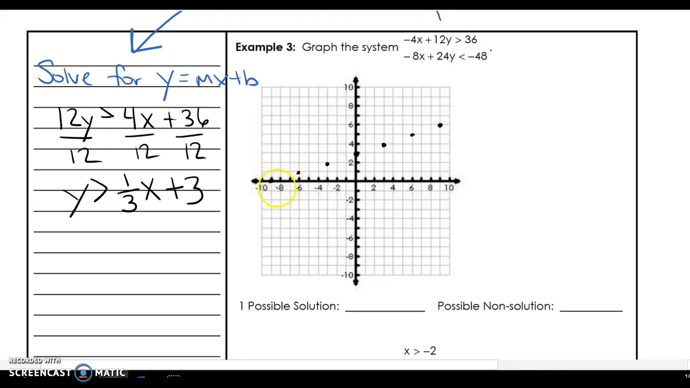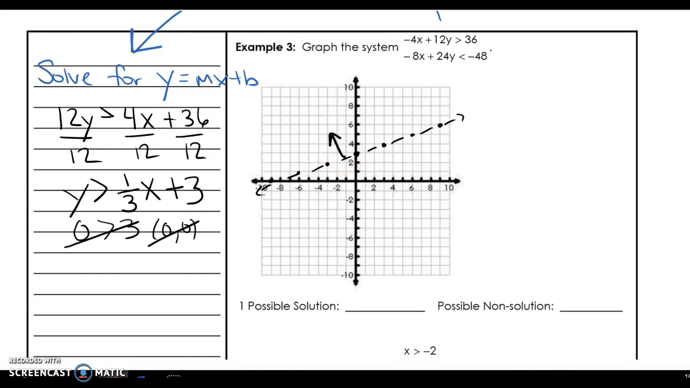And this is a dashed line because we do not have equals in the symbol. It's only greater than. 0 greater than 3 is not a true statement. 0, 0 is not a solution. Therefore, this line would be shaded above.